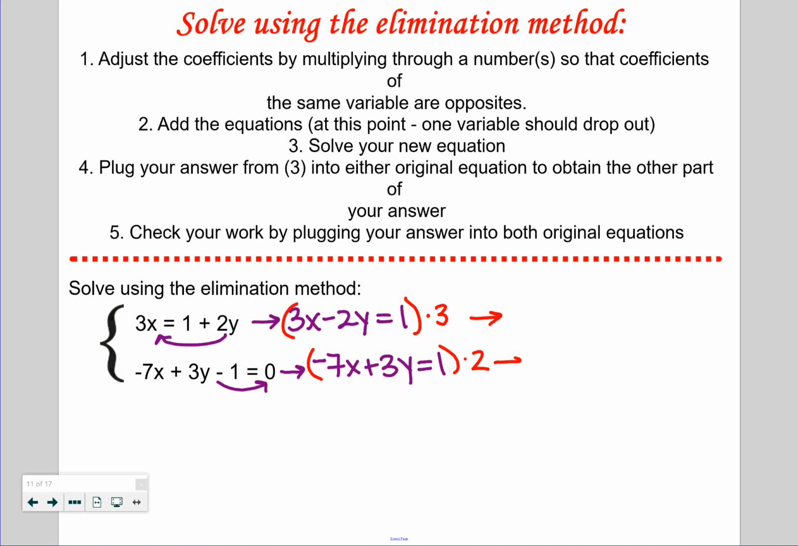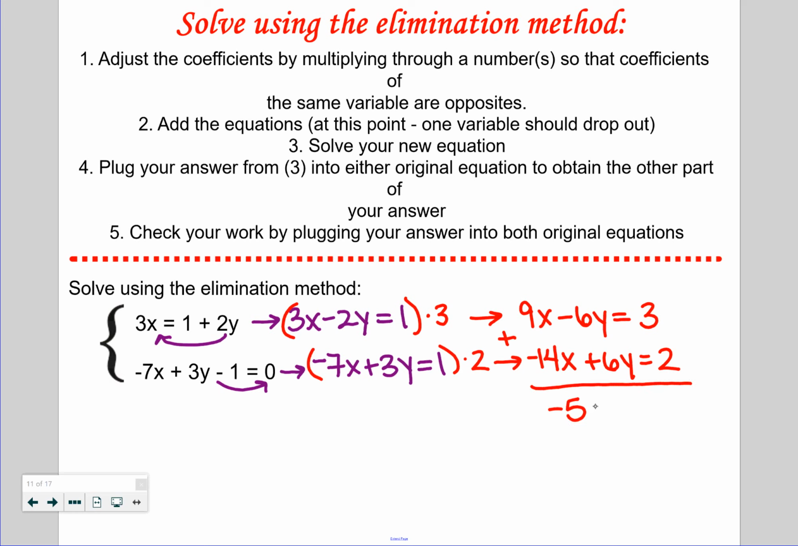Let's distribute those numbers in. 3 through the top gives me 9x minus 6y equals 3. 2 through the bottom gives me negative 14x plus 6y equals 2. I'm going to add my equations together.